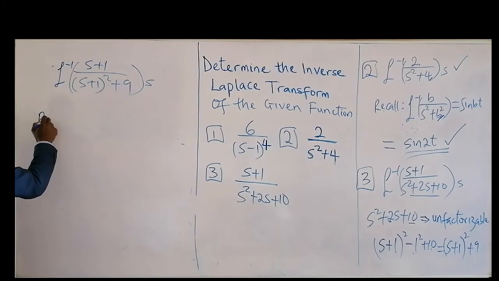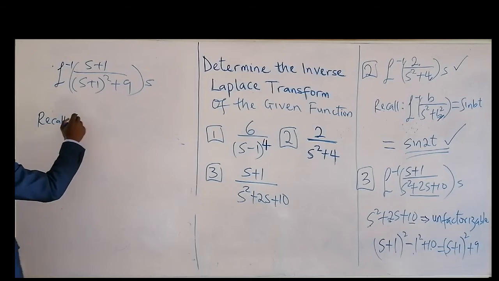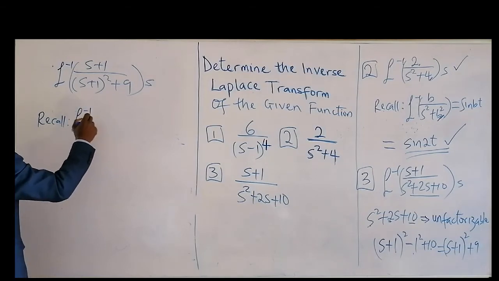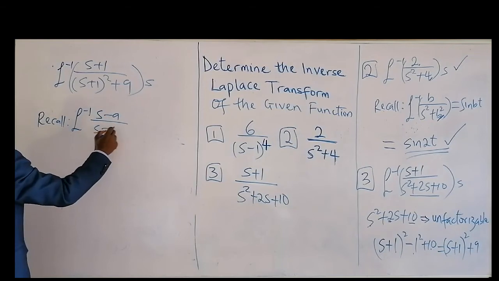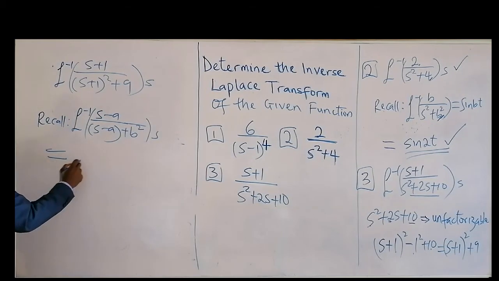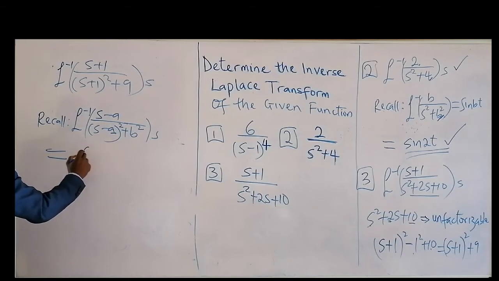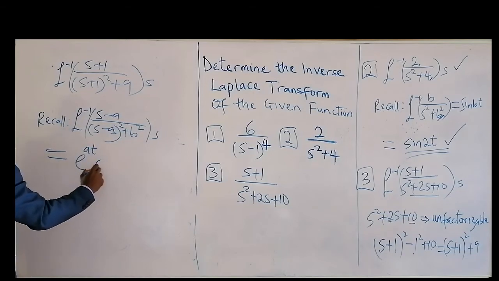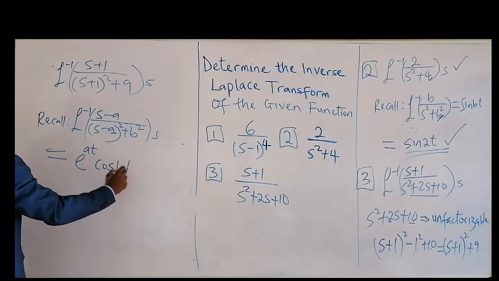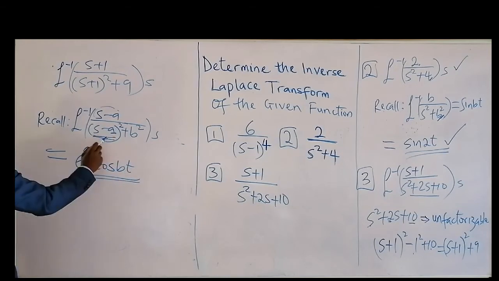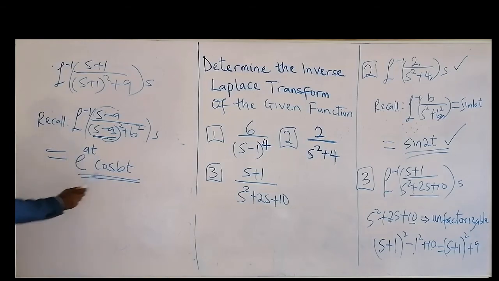Recall from the inverse Laplace table, the inverse function of this is equal to exponential to the power of at, then cos bt. So that's the table. They must be the same. So in that case it will be exponential times cos bt.